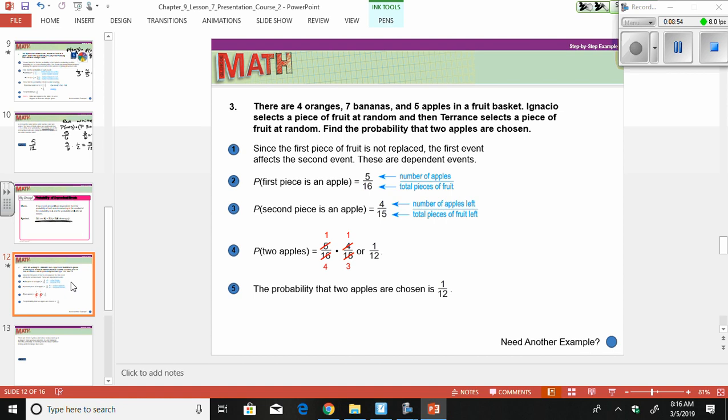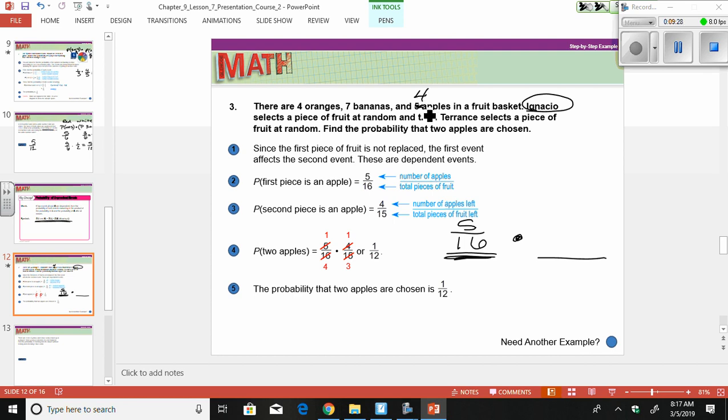Well, let's start with our first choice. So we have 1 choice. We have 2 choices, and we know we're going to multiply them. So Ignacio goes first. The chances of him getting an apple are 5 out of total. So that's 11 and 5, 16. So 5 out of 16. Now, he has taken an apple out. There's no longer that apple there. Now there's 4 apples in there.